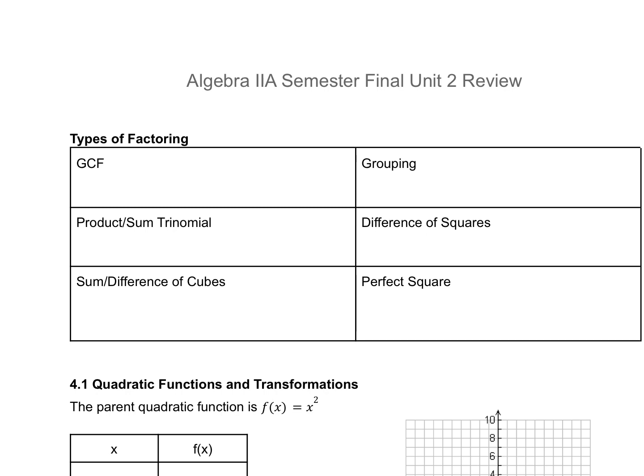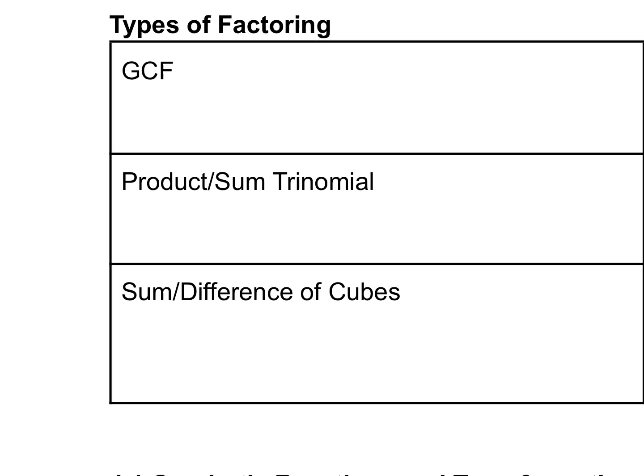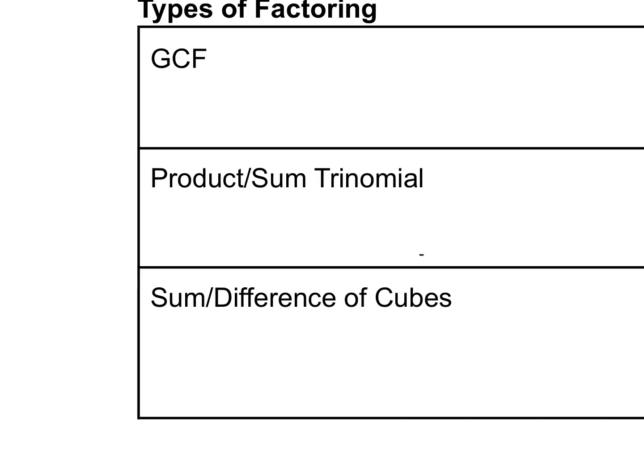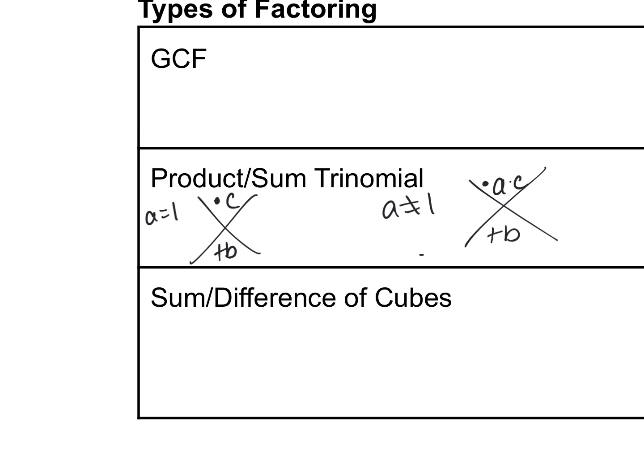There's GCF, factoring by grouping, and the product-sum trinomial, that's whenever you do the X thing. When A equals 1, you need two numbers that multiply to be the C and add to be the B. And if A is not 1, you find what multiplies to be A times C and still adds to be the B.